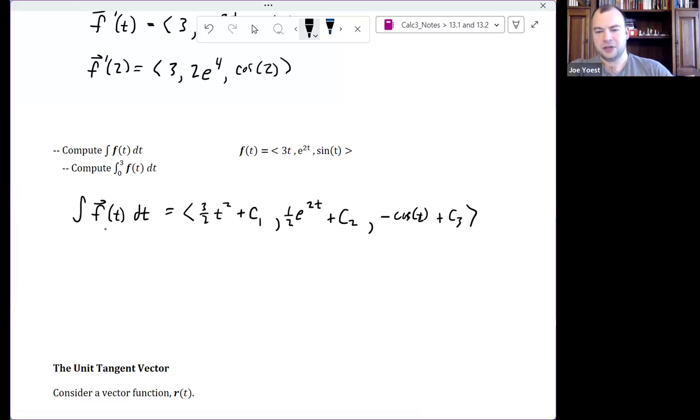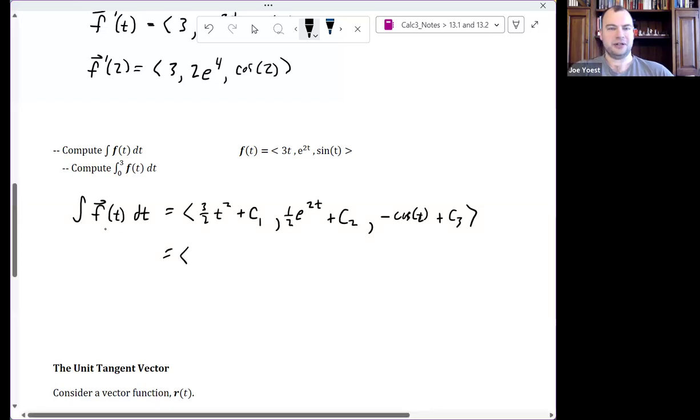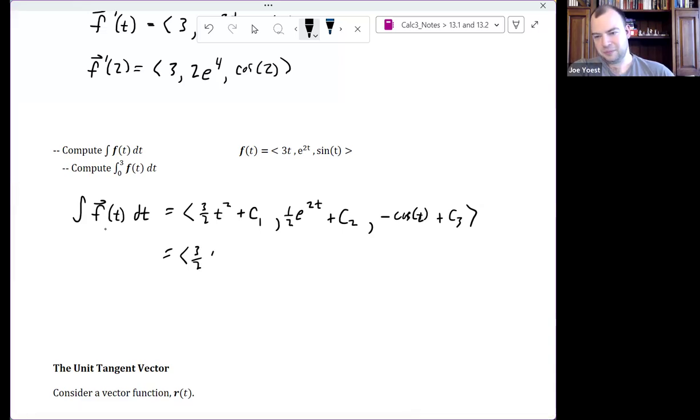Or we could also realize that this is a vector that has all of the t's in it, all of the interesting bits.